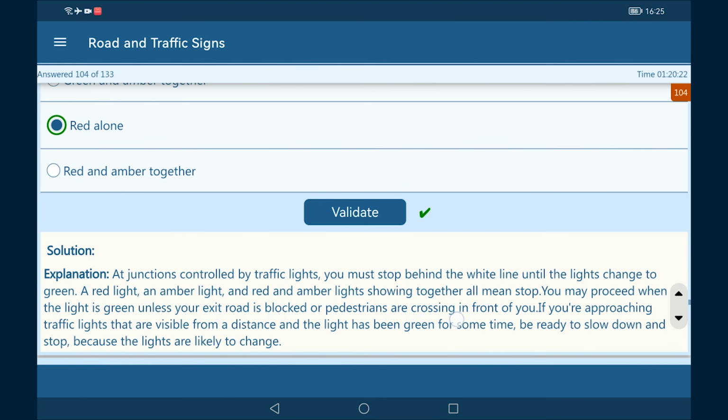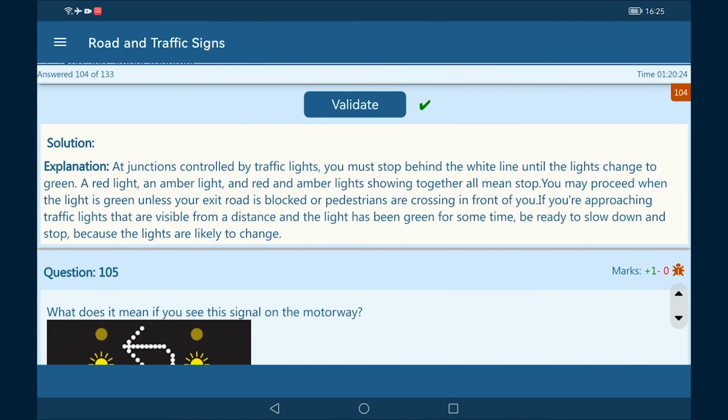Explanation. At junctions controlled by traffic lights, you must stop behind the white line until the lights change to green. A red light, an amber light, and red and amber lights showing together all mean stop. You may proceed when the light is green unless your exit road is blocked or pedestrians are crossing in front of you. If you're approaching traffic lights that are visible from a distance and the light has been green for some time, be ready to slow down and stop because the lights are likely to change.